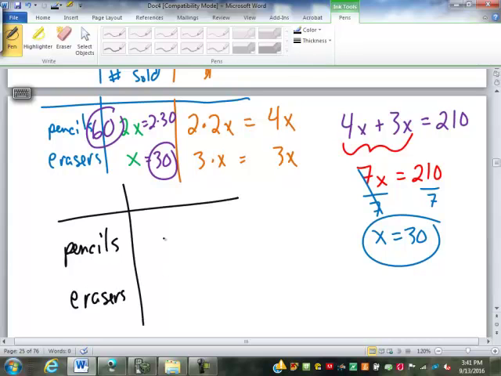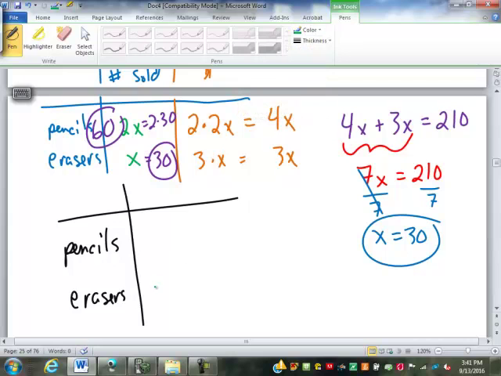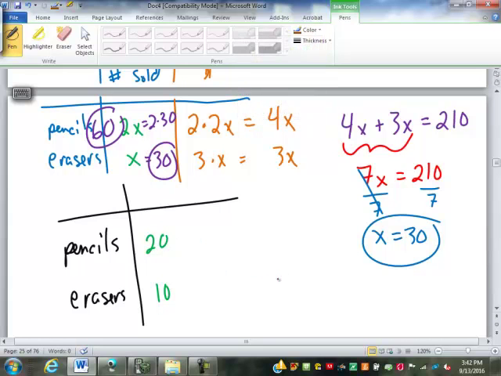I mean, you know that pencils have to be twice as many as erasers, so it's just fine to guess. If I guess 10 erasers, that would be 20 pencils, right? Yep. And then figure out how much that would be. Well, it's $2 per pencil, that'd be $40. $3 per eraser, that's $30. That's only $70. That's nowhere near enough, is it? But when you do that, this is too small, which means I have to make my numbers bigger.